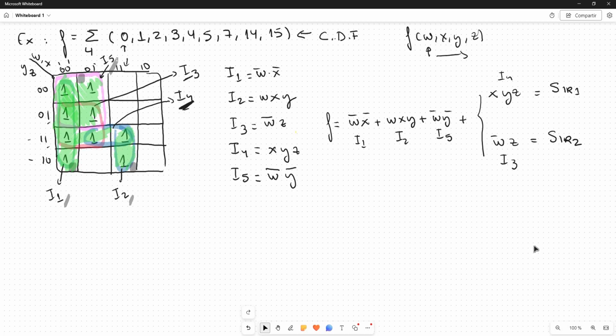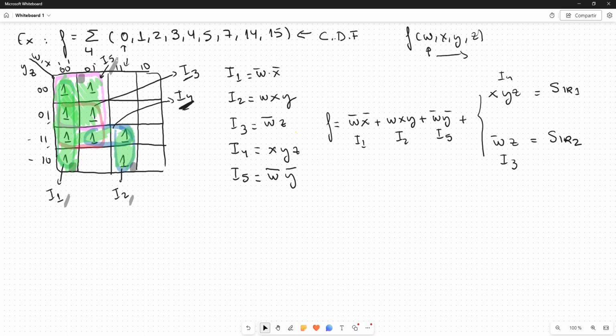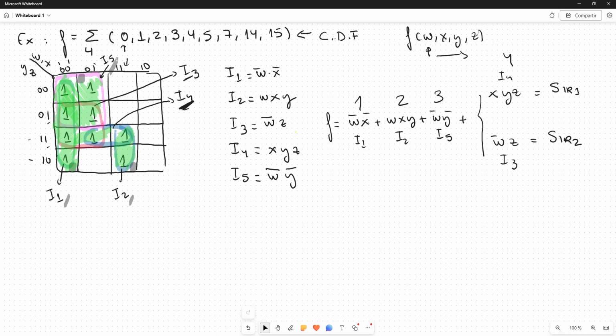Both of them are minimal sums, because if you remember, the definition of minimal sum is the irredundant sum with the smallest number of prime implicants. So if we check the expressions, both expressions have 4 implicants: 1, 2, 3, 4. Both expressions are minimal sums. So in this case, we have the strictly minimal sum. The strictly minimal sum is the minimal sum with the fewest number of literals. So yes, we have a strictly minimal sum, and it's going to be this one.